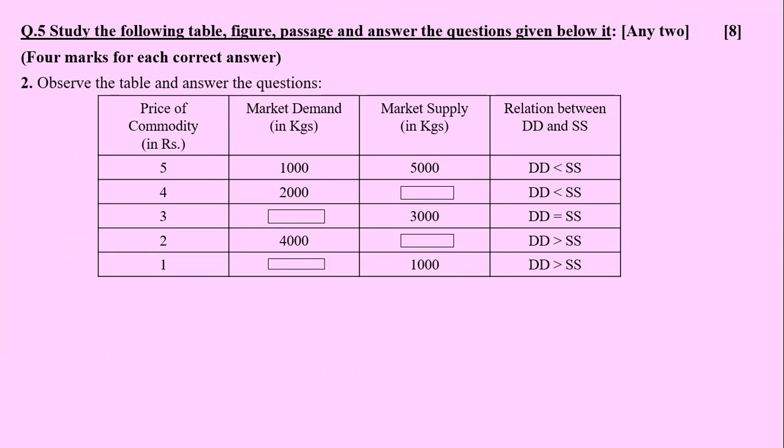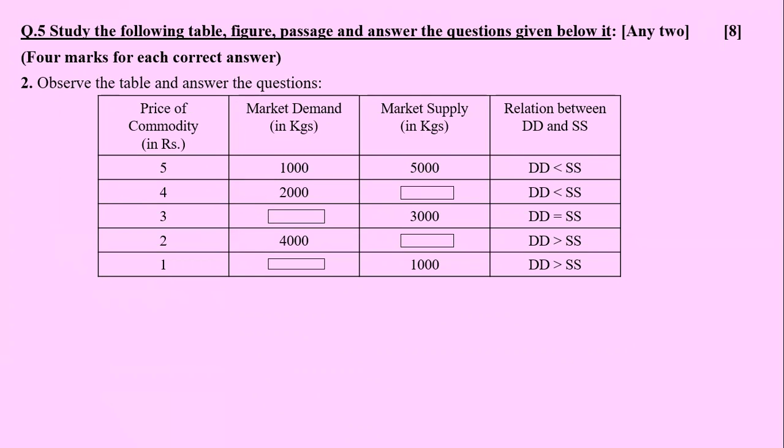So price of commodity in rupees: 5, 4, 3, 2, 1. Market demand in kgs: 1000, then 2000. I have given here blank boxes. Blank box, 4000, again blank box. Then market supply in kgs: 5000, blank box, 3000, blank box, and 1000.